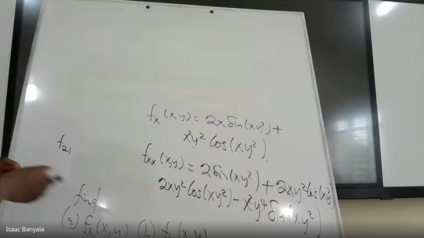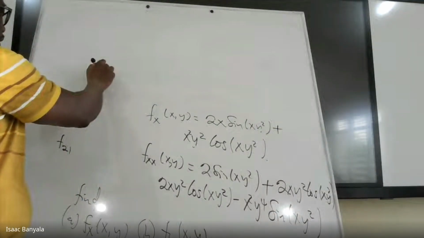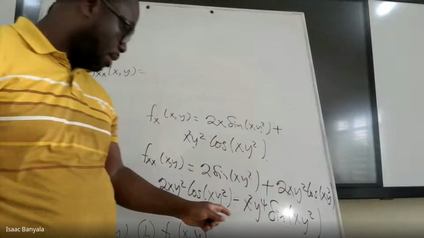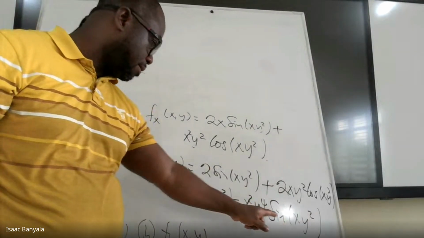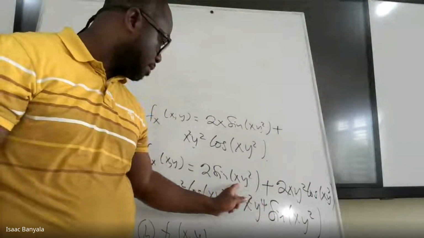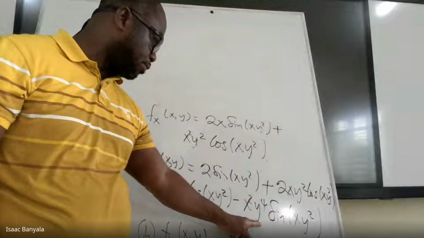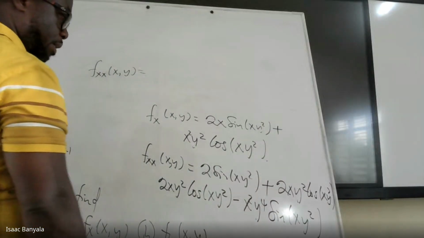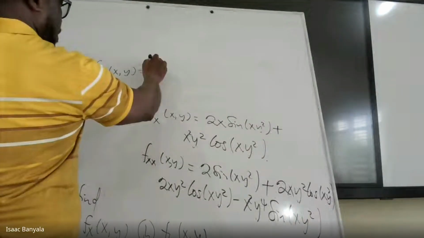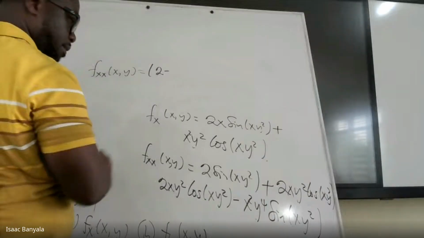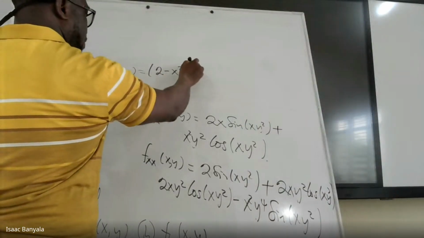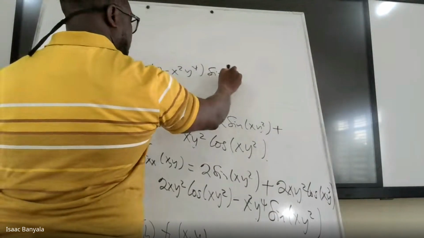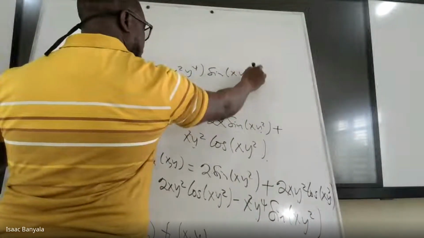We can still see some similarities. So we have x, this one. We have this and that, right? Can we see that one? So what can we write there? Write as 2 minus x squared y 4. Then we have sine x y squared. Do you agree for the 2?